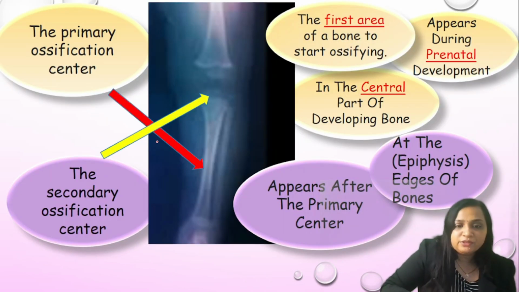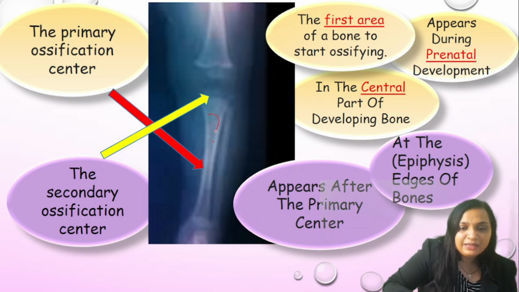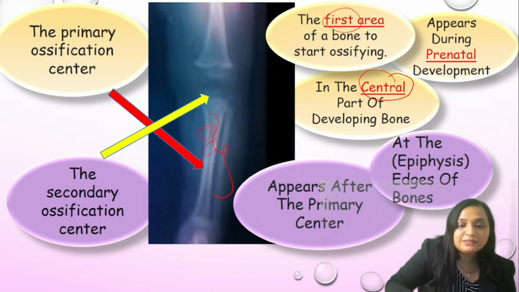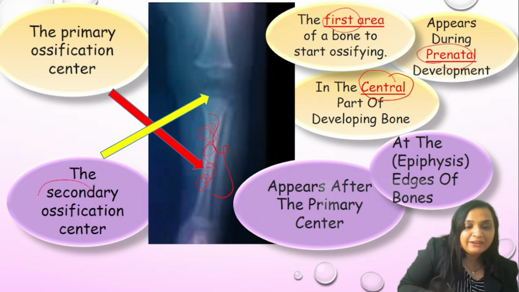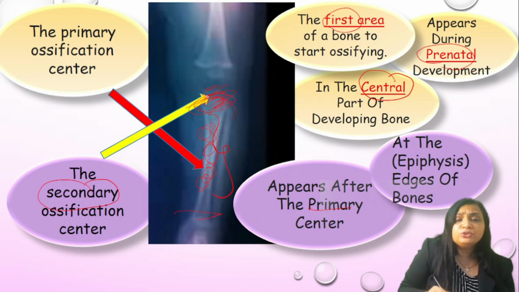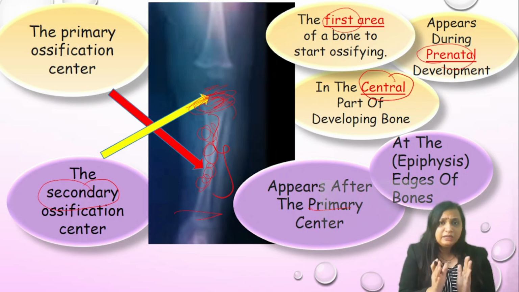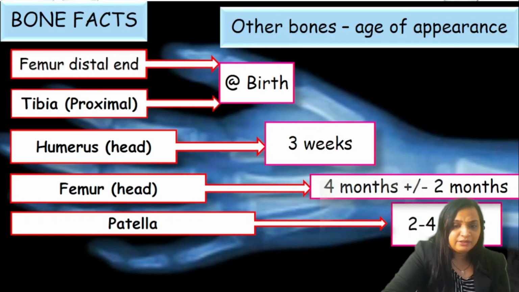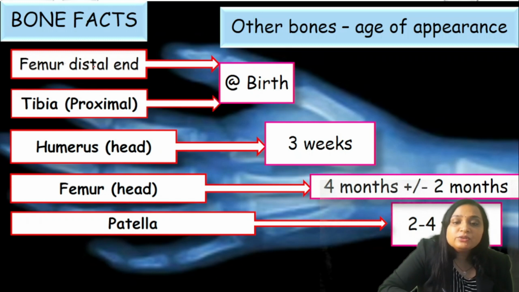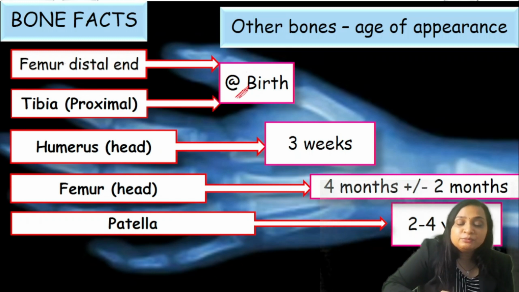There are two types of ossification centers. One is primary. Primary is the first area of the bone which starts ossification. It is located in the central part of the bone. See, this part is primary and it appears in prenatal development. While the secondary appears after the primary and is located at the edges of the bone. The yellow arrow shows the end of the bone, which is the secondary, while the center part is called the primary ossification center.